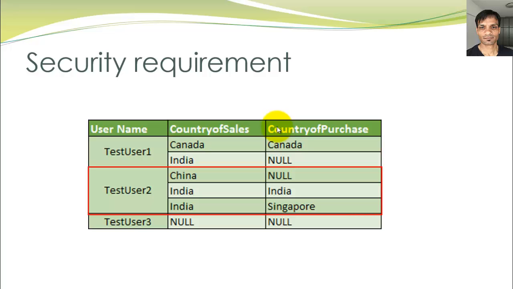Test user 2 wants to access China sales data irrespective of the country of purchase. He also wants to access all sales data where country of sales is India and country of purchase is either India or Singapore. Test user 3 needs to access all sales data. Let me show you this in an easier way.